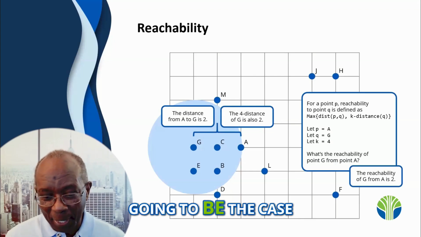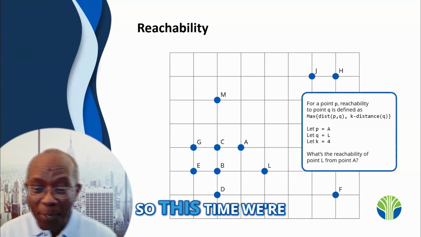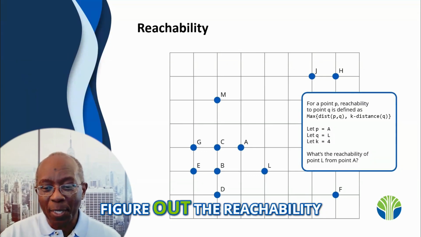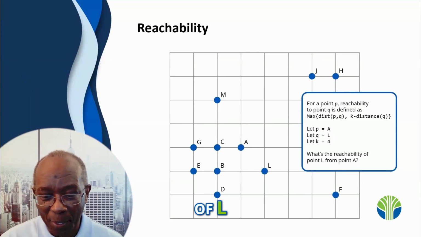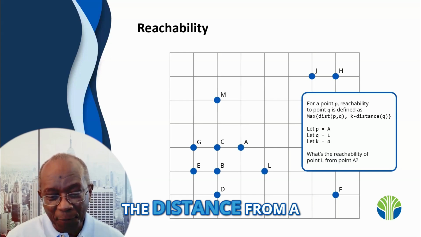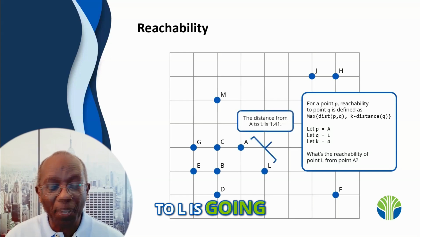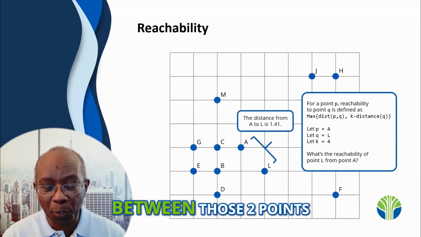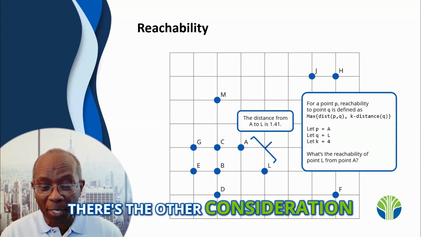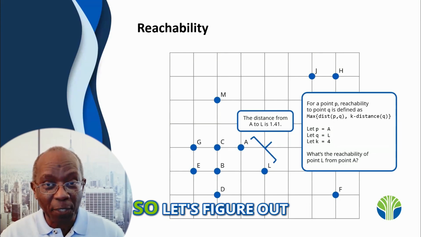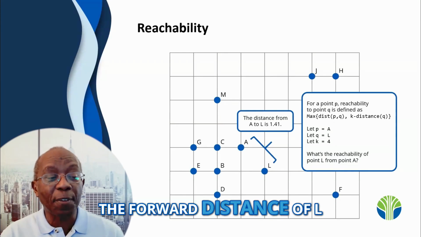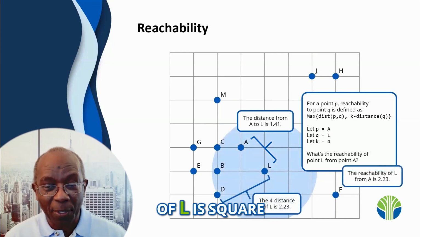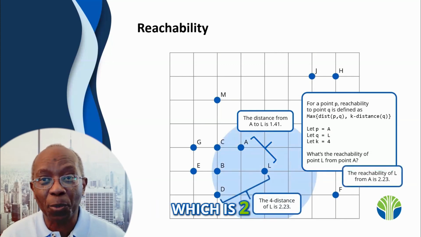Now, that's not always going to be the case. Let's take a look at another example. This time we're going to say point P is A as before, but let's try to figure out the reachability of L from A. You can see that the distance from A to L is going to be the square root of 2, that's 1.41. So that's the distance between those 2 points. But then remember, there's the other consideration. Are there other points close to L? So let's figure out the 4 distance of L. We've got that the 4 distance of L is square root of 5, which is 2.23.